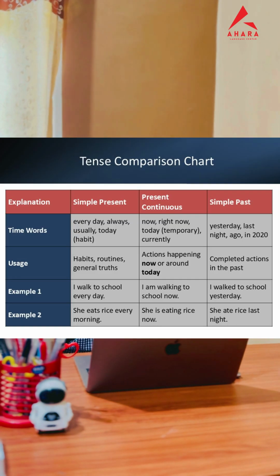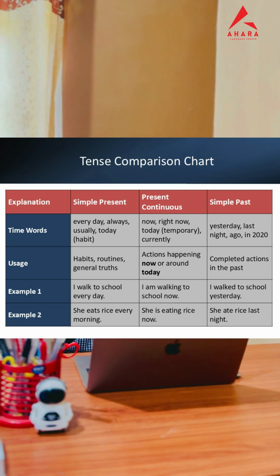Remember children, we can't apply any rule for this and we have to learn this by heart. How can we improve this? We have to read a lot. At the end, let's compare the tenses that we have studied till now. We have studied 3 tenses, children. What are those 3 tenses? Simple present tense, present continuous tense, and simple past tense.